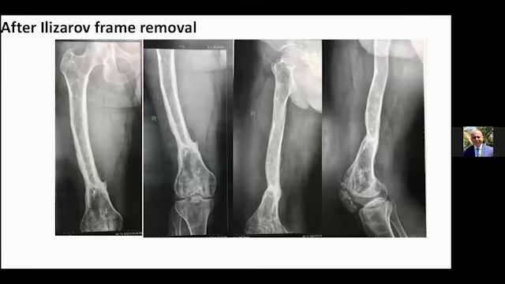Okay, excellent. Christina. Yes. Can you explain what's happening here? Mixing the induced membrane and getting back to our preferable distraction osteogenesis technique. What do you think about that?